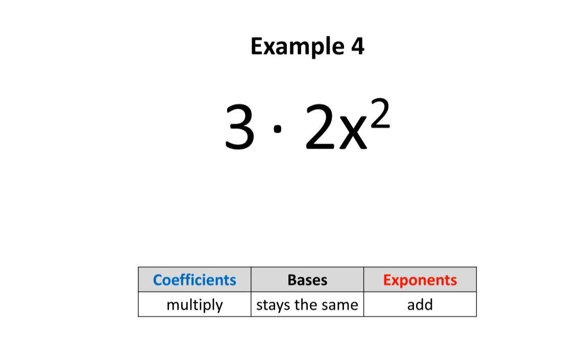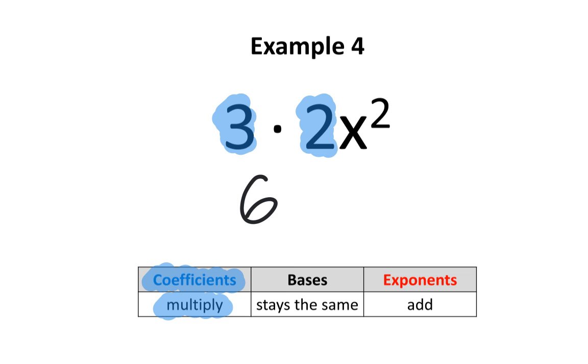In our fourth example, we are multiplying two terms. Again, this symbol indicates multiplication. The first step of the product rule is to look at the coefficients. The coefficient here is 3, while the coefficient here is 2. You want to multiply coefficients. Therefore, 3 times 2 is going to give you 6.